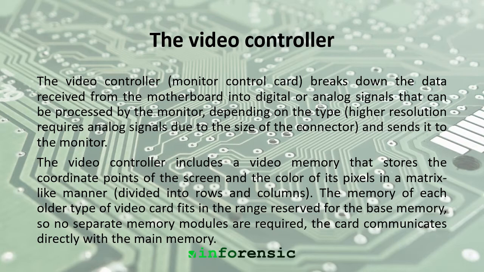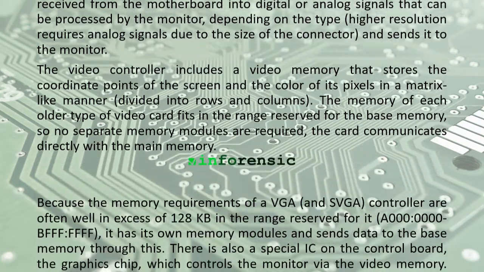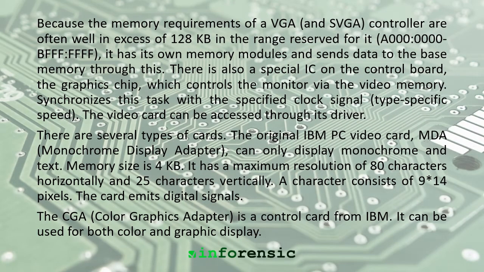The memory of each older type of video card fits in the range reserved for the base memory, so no separate memory modules are required. The card communicates directly with the main memory. Because the memory requirements of a VGA and SVGA controller are often well in excess of 128 KB in the range reserved for it, A0000-BFFFF, it has its own memory modules and sends data to the base memory through this.